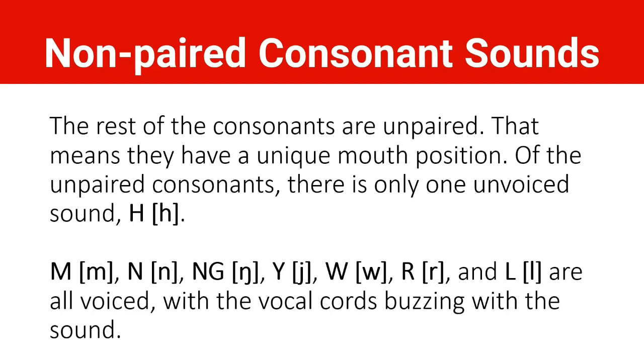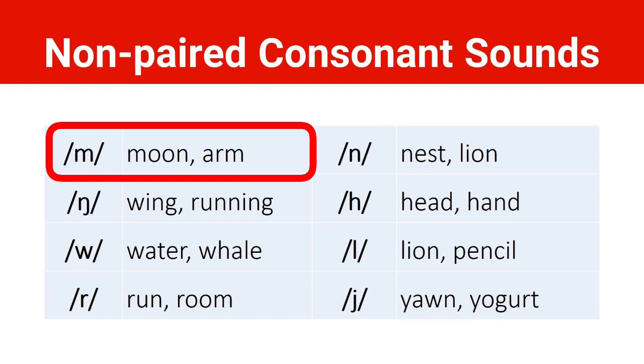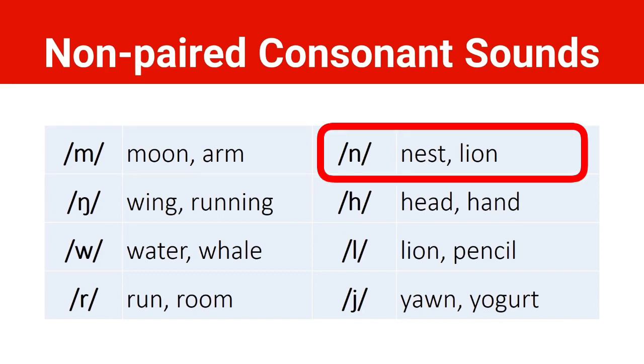The letter H has the h sound. Y, w, l are all voiced, with the vocal cords buzzing with the sound. M: it's a nasal sound. Your mouth is closed. Moon. Arm.